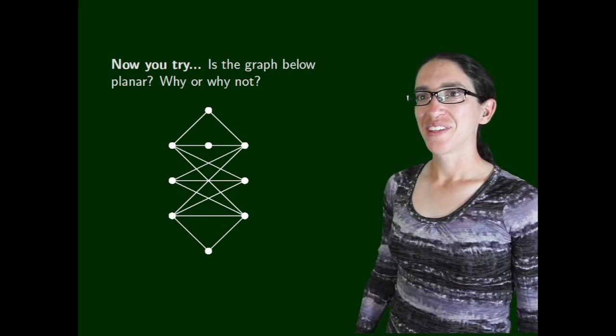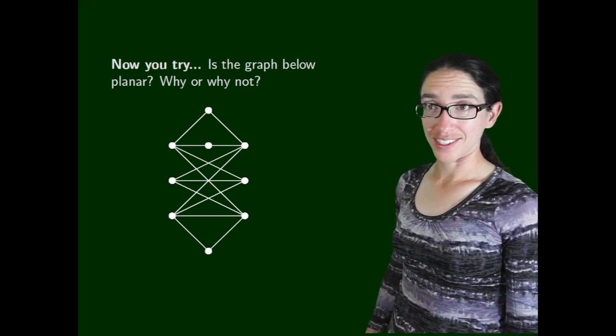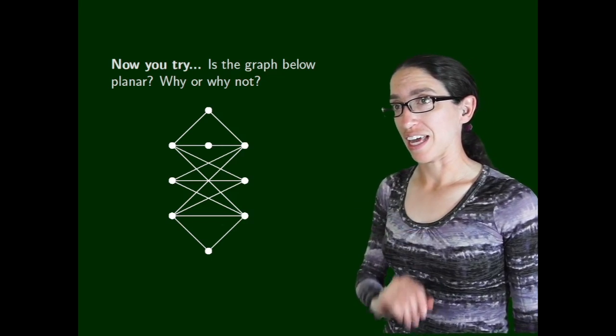And so now you try. Is this graph planar? Why or why not? Can you find a B33 or a K5 as a minor, for instance?